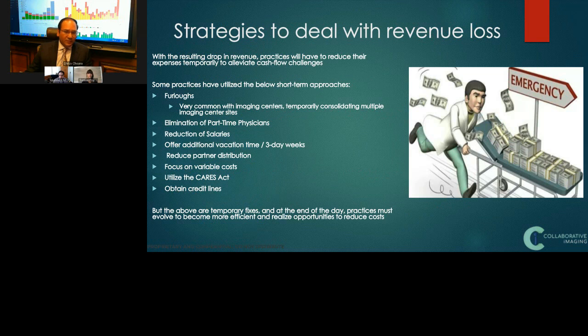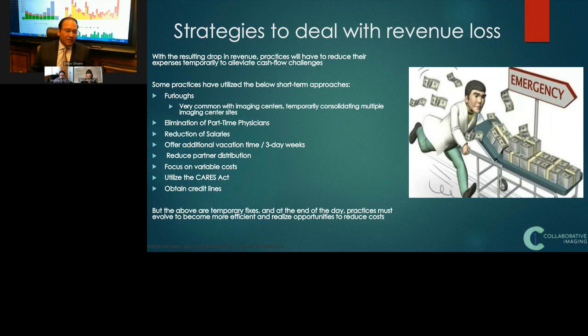Some of the strategies that groups have used around the country, again, these are temporary strategies, but you don't hear yourself ever saying that healthcare groups are going to be furloughing physicians or furloughing their employees. But we've seen a lot of furloughing happening. We've seen elimination of part-time physicians. We've seen reduction of salaries of physicians. We've seen physicians being offered additional vacation time, so they don't work 5 days a week. They just work 3 days a week and only get paid for 3 days a week. We've seen partners who founded the companies, who worked their way up to become a partner in their physician practices, getting paid nothing or reduced salaries.